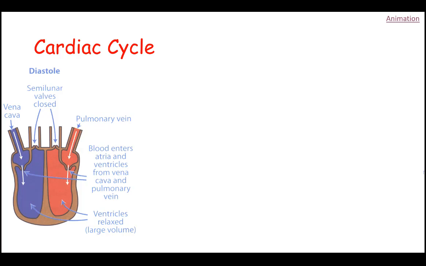It fills the heart passively, and when it goes into the atria, because the pressure is low in the ventricles, it can just flow straight from the atria into the ventricles. So the atria and the ventricles both fill with blood. The atria and the ventricles are both relaxed at this point. The semilunar valves are closed.